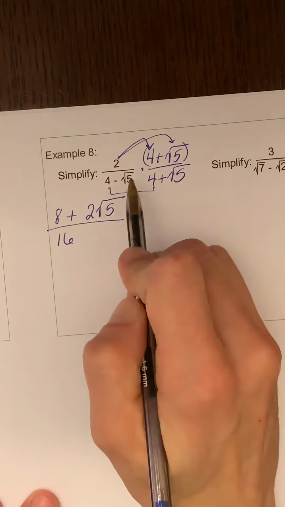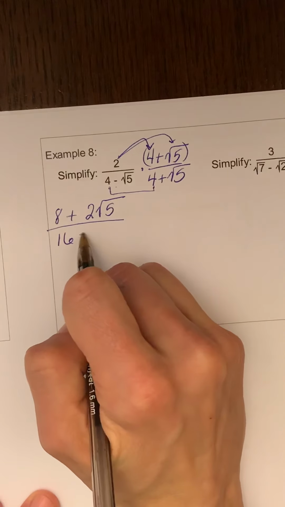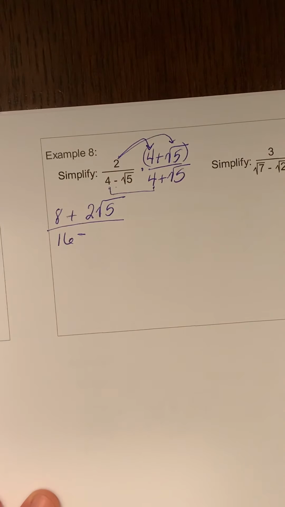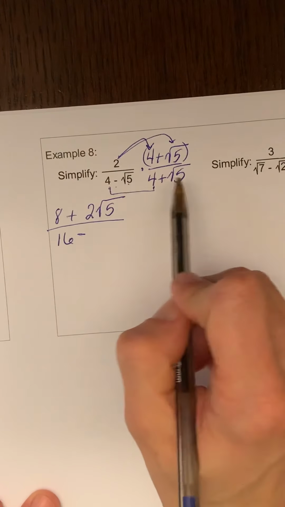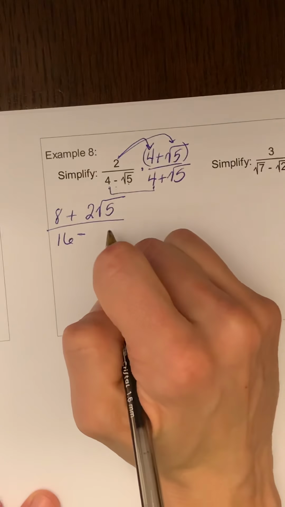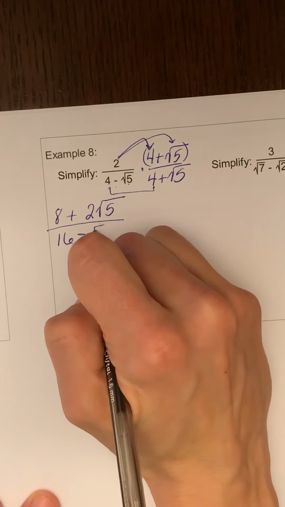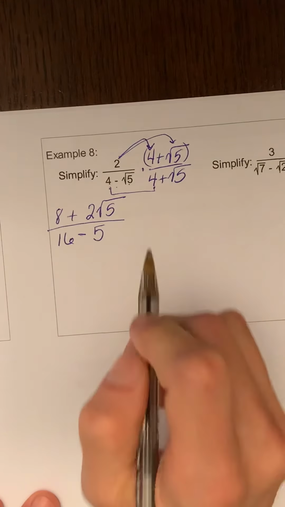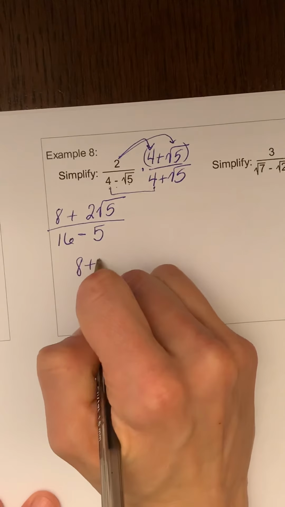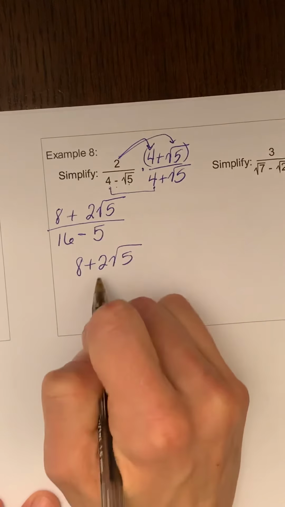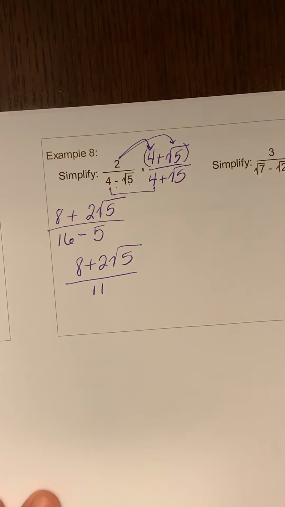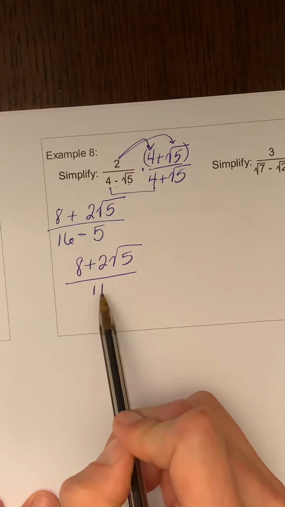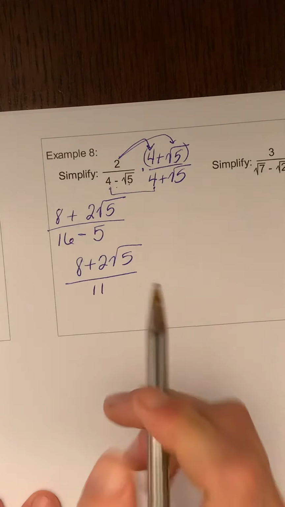4 times 4 is 16. Negative times a positive, this is always going to be a minus sign because you're always multiplying by the conjugate, which is the opposite symbols. Square root of 5 times the square root of 5 is the square root of 25. Square root of 25 is just 5. Do your subtraction. So 16 minus 5 gives us 11. And 8, 2, and 11, nothing can reduce out of all three of those, so you leave it alone.